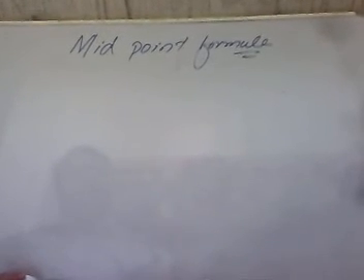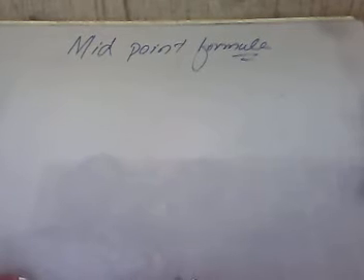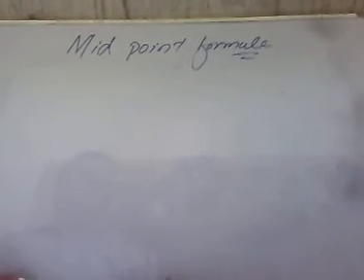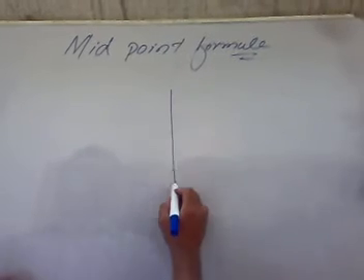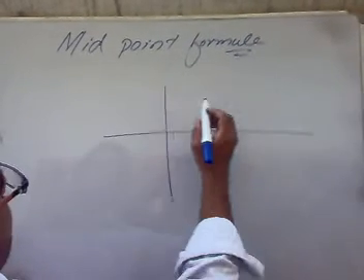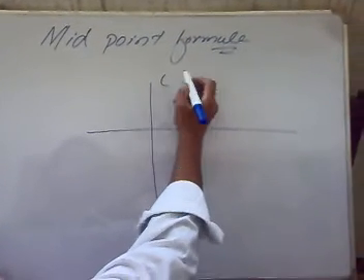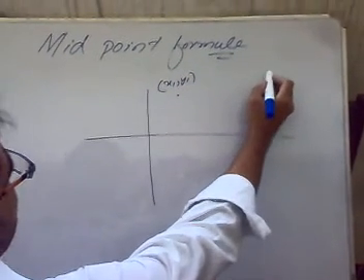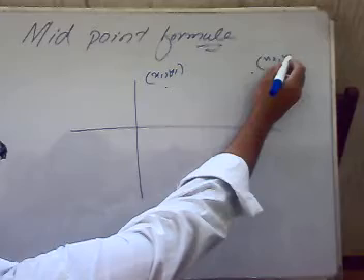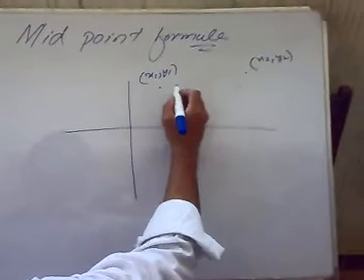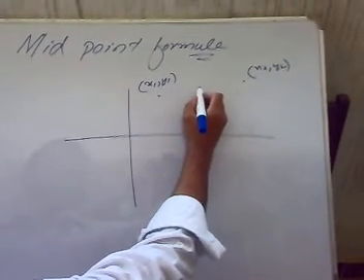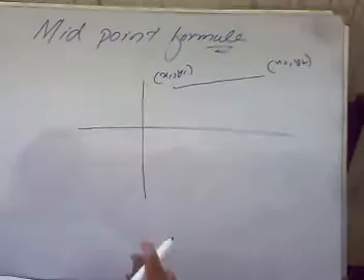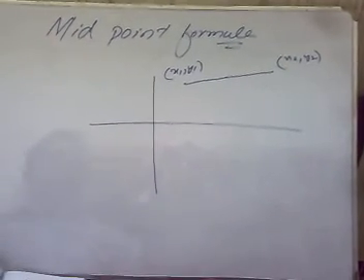Okay, today we will discuss another formula which is used in analytical geometry, and that is called the midpoint formula. Suppose we have 2 points, x1, y1, and the other point is x2, y2, and if we want to find a point which is exactly in the middle of these points, then we will use this formula.